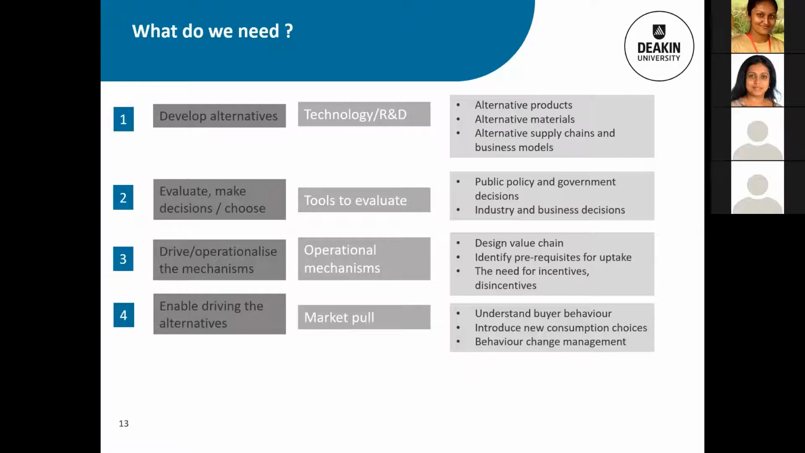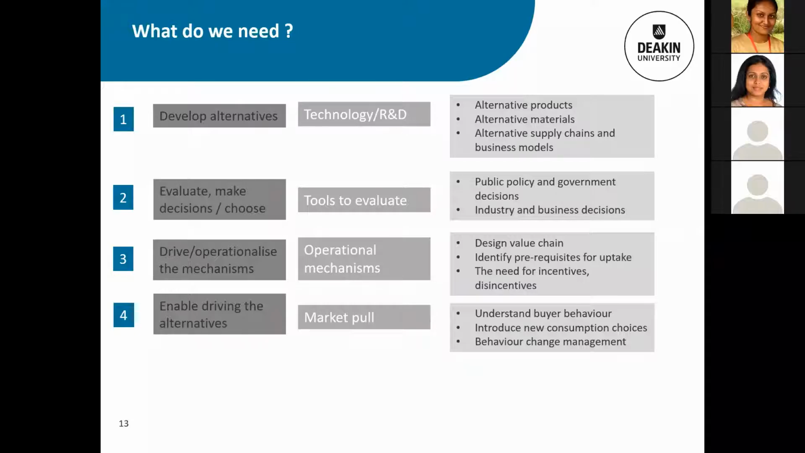And when these alternatives are developed, we would need a mechanism to measure them against what is being practiced today, which we can call the traditional way of doing things, or the base case. So the tools to measure: businesses and industries will measure them in a different way. Public authorities or government as a policymaker, or organizations who work on wider public interest, will measure them in a different way.